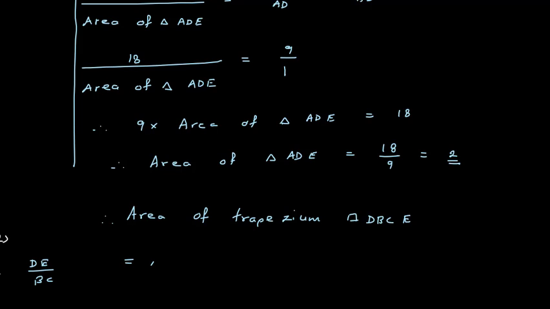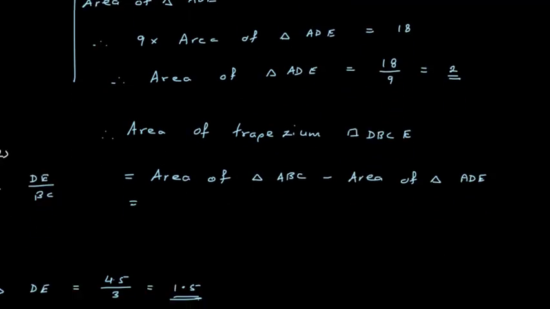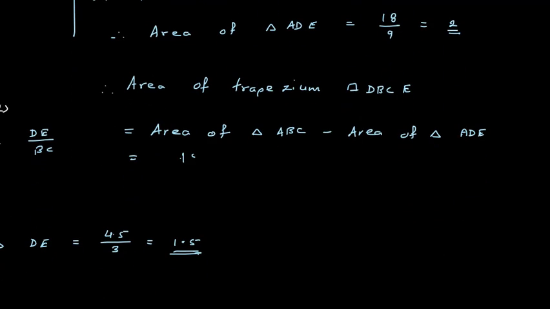This is equal to area of triangle ABC minus area of triangle ADE. So area of triangle ABC is 18. So 18 minus 2 is 16. Okay.